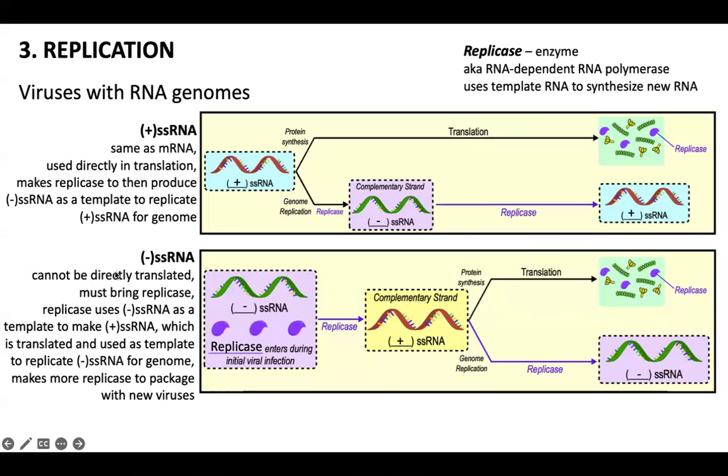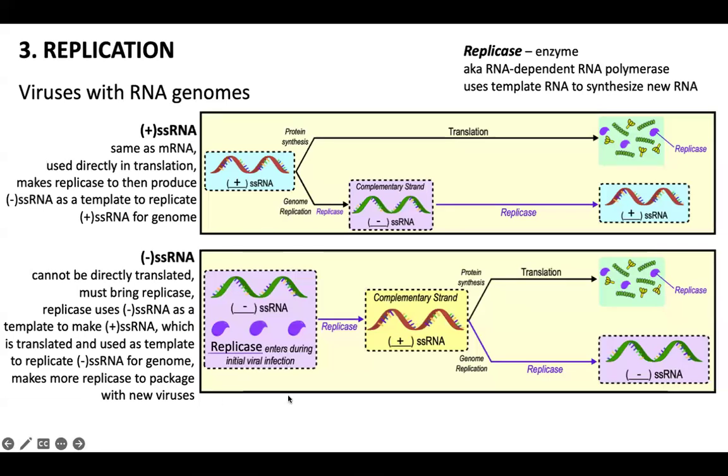Okay, so this becomes a little more complicated because the negative single-stranded RNA cannot be directly translated, right? But in order to make the complementary positive single-stranded RNA from the negative, you need replicase. And so there's a little bit of a problem here, where it can't make the replicase because it needs the replicase before it can express any of its genes.